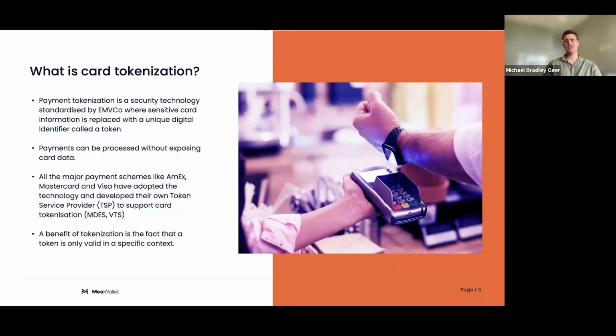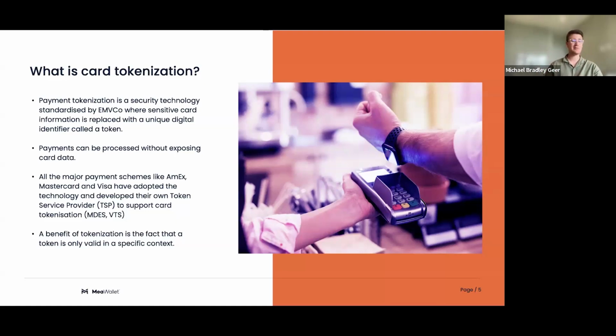Now, card tokenization can be described as a security-based technology, which of course is standardized by bodies like EMVCo. In this process, sensitive card information is replaced with what we call a token, or a digital identifier. What this means is that we can process payments without ever exposing or utilizing our sensitive card data like our CVV, PAN, and expiry. So we're actually removing that sensitive card data from the payment process through tokenization.